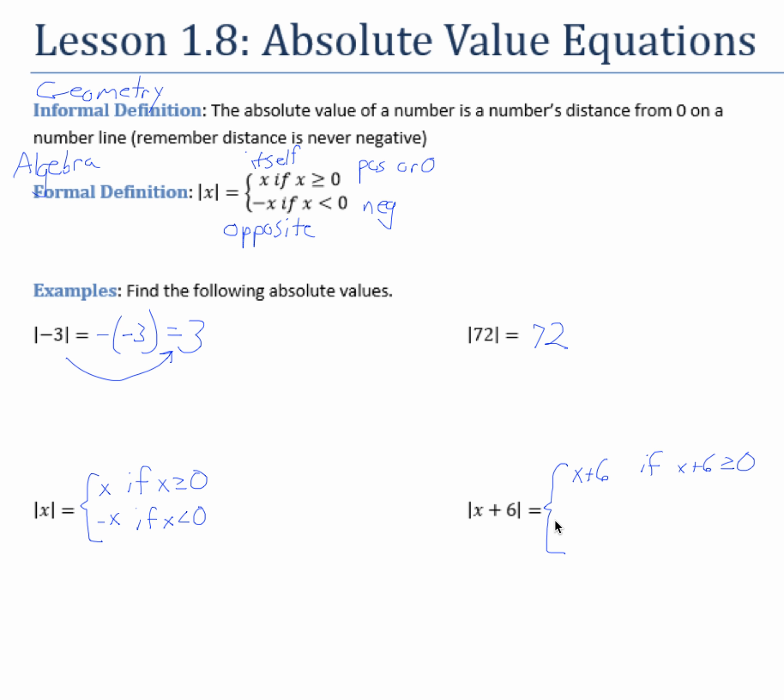And it's equal to the opposite, so we put a negative. Remember, we do opposite here. The opposite of x plus 6 if x plus 6 is negative or less than 0. And so we had to break it into two parts. And that's going to be the idea we'll use when we solve these absolute value equations, and later when we solve absolute value inequalities. We're going to take something that looks like this and we'll have to write it 2 times. So that's the idea behind it.